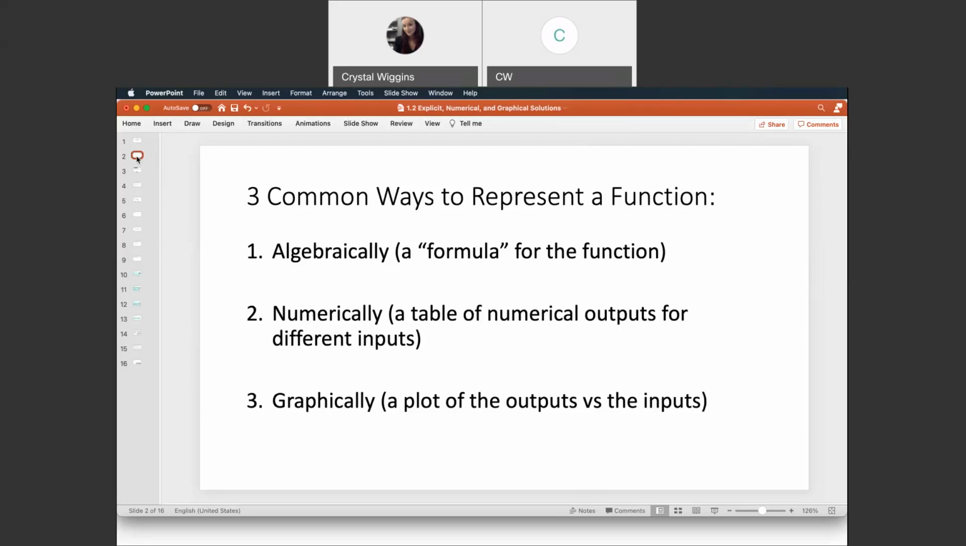The second way to represent a function is numerically. This kind of brings you back to the beginning stages of math when you first started being introduced to algebra in an elementary algebra class. You were shown x and y pairs and you put them in a t-chart with an x and y. So that was a numerical representation of the function. A table representing the inputs and outputs.